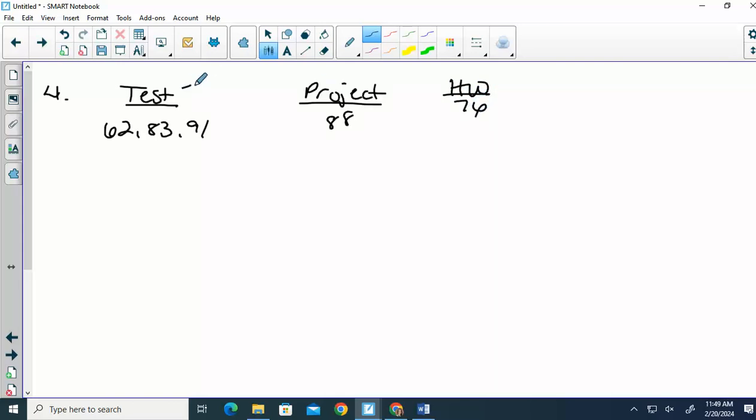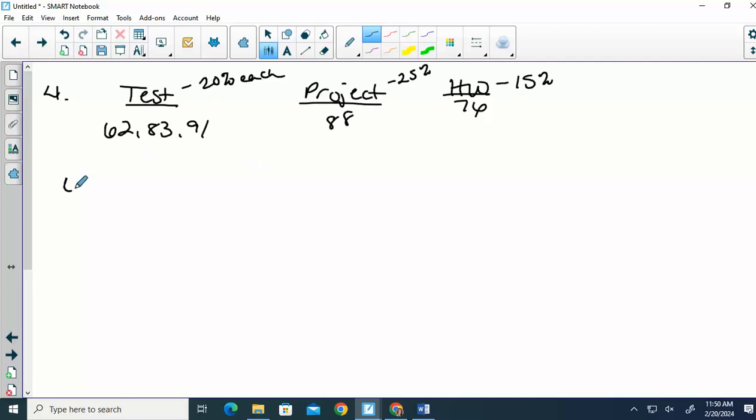Okay, and then it tells us that tests are each 20%. The project is 25%, and the homework is 15%. So how do we find our final score? For a weighted average, we have to add all these up, but we have to take them times their weights as we do that.